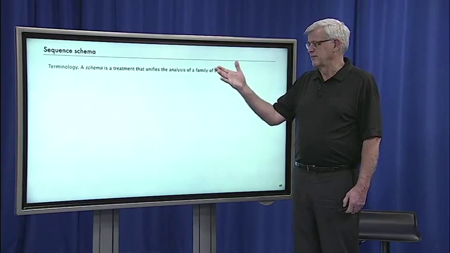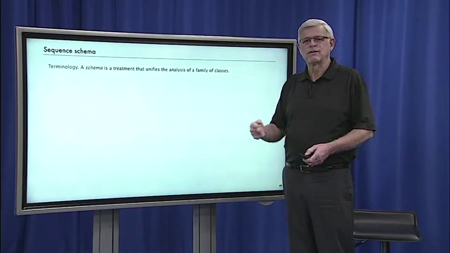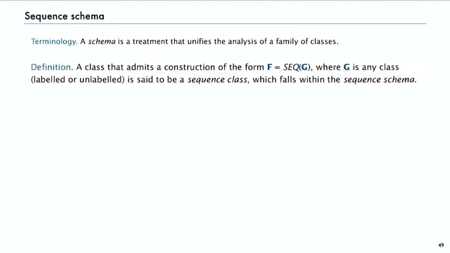The idea is of a schema. That's a treatment that unifies the analysis of a whole family of classes, so that we do the analysis once and we don't have to do it again. You could think of our transfer theorems as that way, but you'll see the distinction.